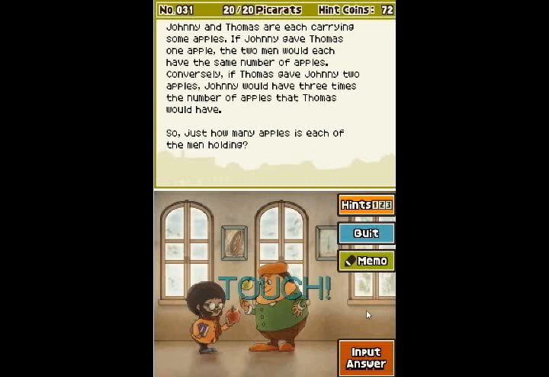Johnny and Thomas are each carrying some apples. If Johnny gave Thomas one apple, the two men would have the same number of apples. Conversely, if Thomas gave Johnny 2 apples, Johnny would have 3 times the number of apples that Thomas would have. So, how many apples is each of the men holding?